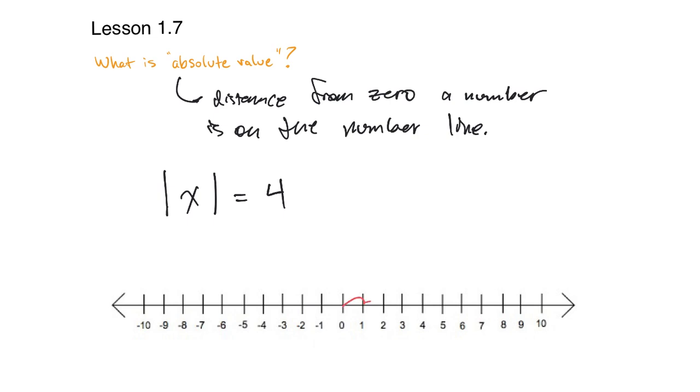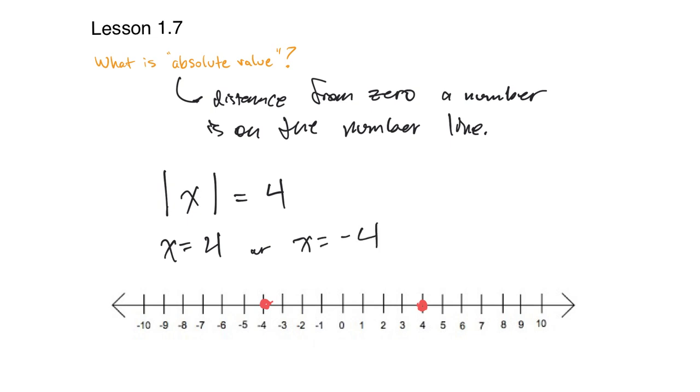So if I start at 0, I go 1, 2, 3, 4, and that's one solution. What's another number that's exactly 4 steps away from 0? Well, 1, 2, 3, 4. That's 4 steps, even though I'm going in the negative direction. That means if the absolute value of x equals 4, x can equal 4 or x can equal negative 4.